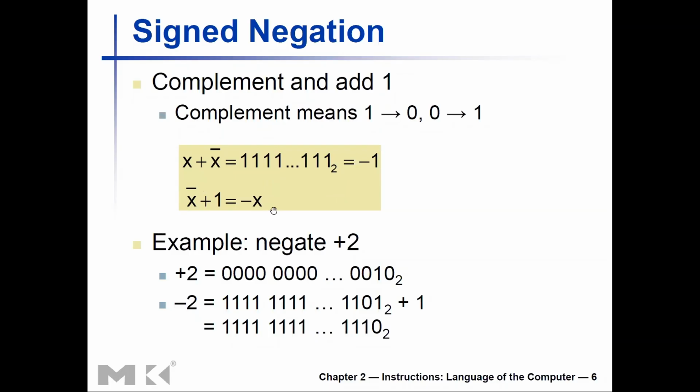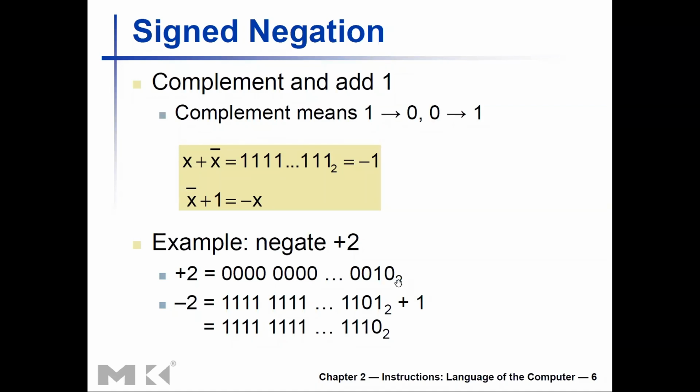So actually what we need to know is the binary representation of minus x, or negative x. You can get that by complementing the binary representation of x and adding 1 to it. So here an example is given to negate plus 2. Plus 2, you all know how to represent in binary. That's very simple. So you can see this is 0, 0, 0, and at the end you get 1, 0.